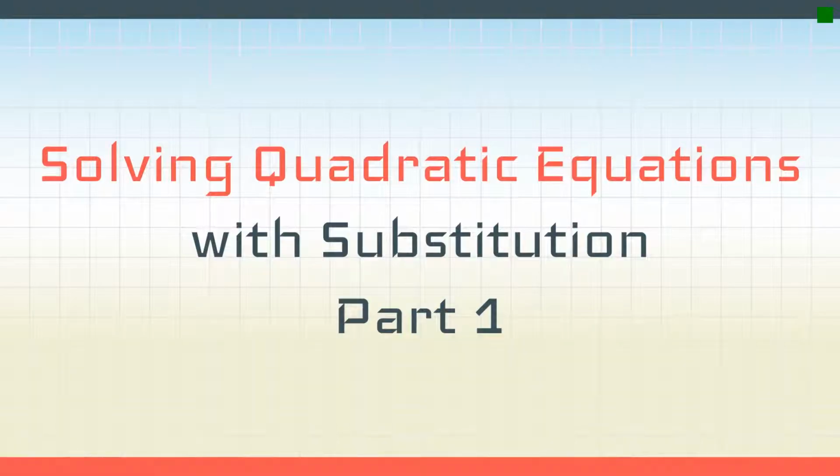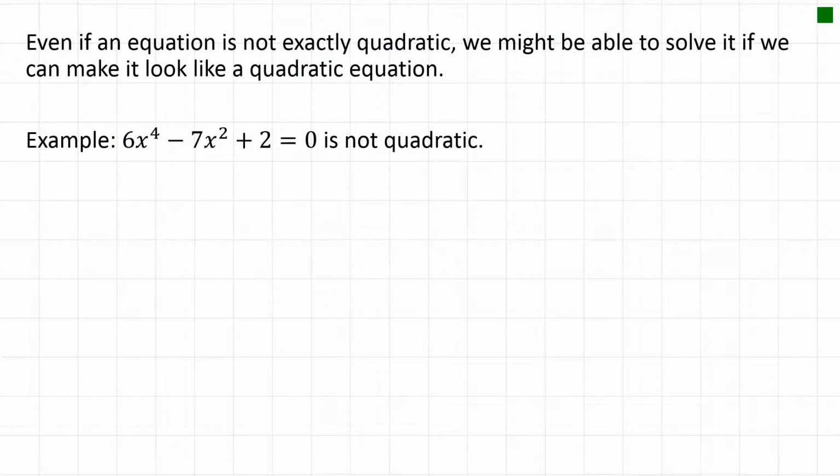Solving quadratic equations with substitution, part 1. Even if an equation is not exactly quadratic, we might be able to solve it if we can make it look like a quadratic equation. And now this should actually bring us back to our time with factoring. There were some equations that weren't quadratic, but we were able to factor them because we could make them look quadratic with a substitution. So here's an example.